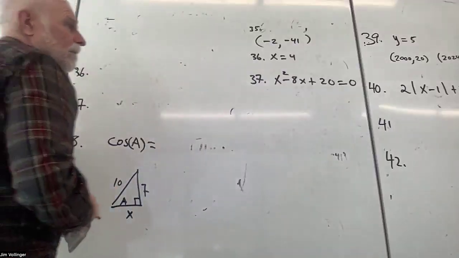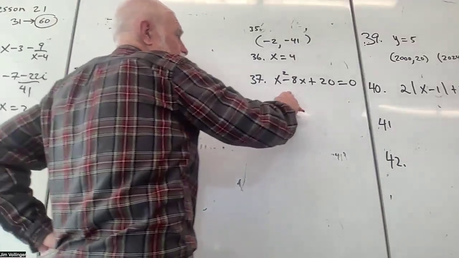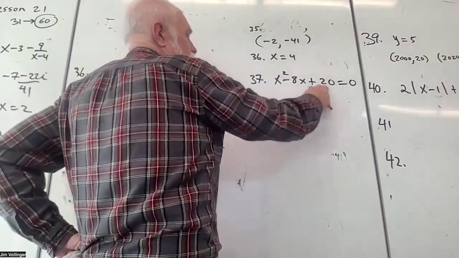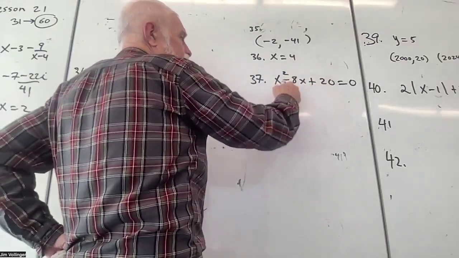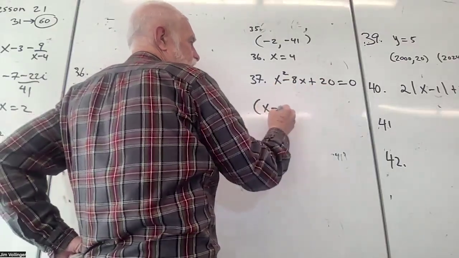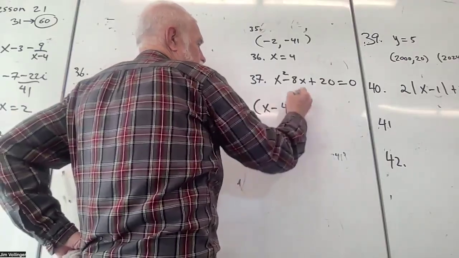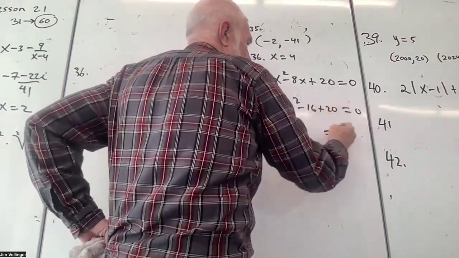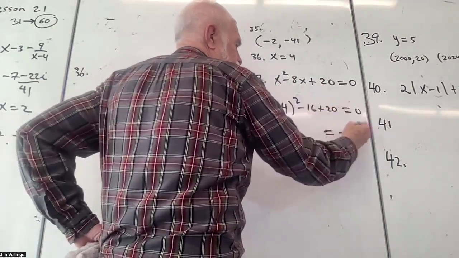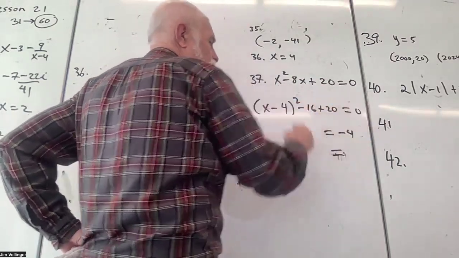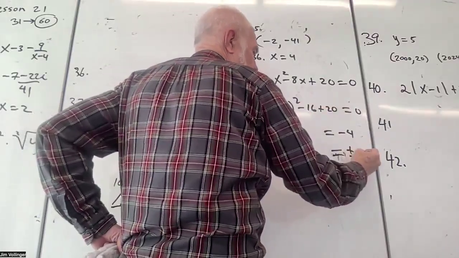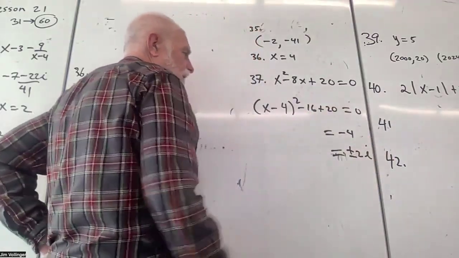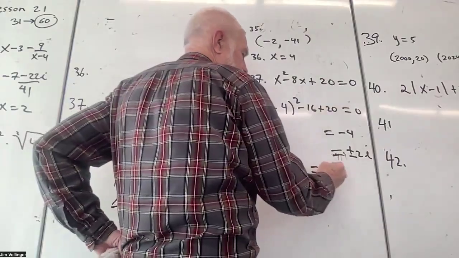Let me complete the square on this real quick, even though it's factorable, right? 10 and 2, but let's do completing the square. So that's x minus 4 squared minus 16 plus 20 equals 0. That's positive 4 on this side. It's negative 4 on that side. Squaring becomes plus minus square rooting. There's your plus minus 2i. And negative 4 becomes positive 4.